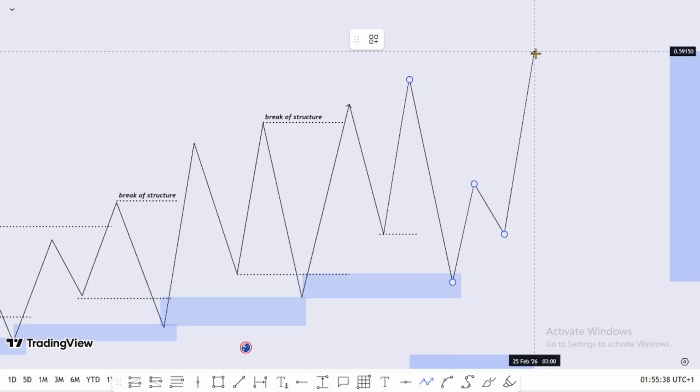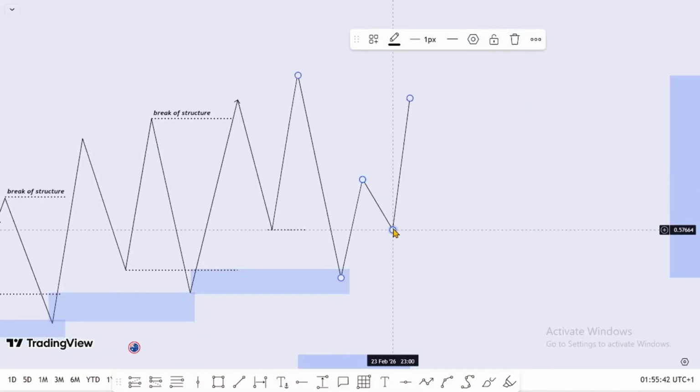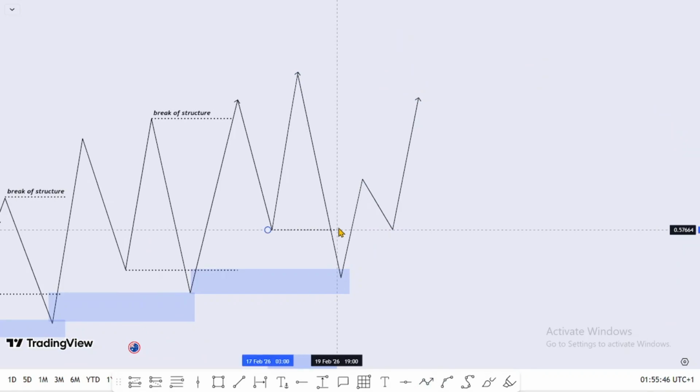Then finally, at this point, after price does something like this, we have a couple of things. First of all, a new order block is formed at this point.